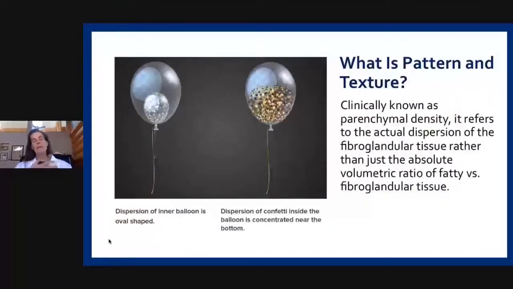And so in terms of pattern and texture, people were trying to figure out, is it overall density, just the volume, or really the pattern and texture? And I think most of us who read really understand the difference that pattern and texture can have and how that can impact whether or not we're able to identify a lesion.